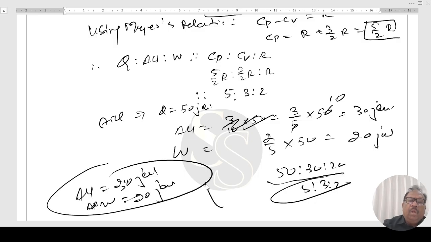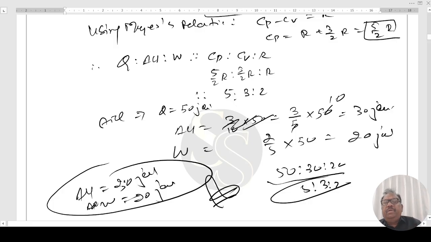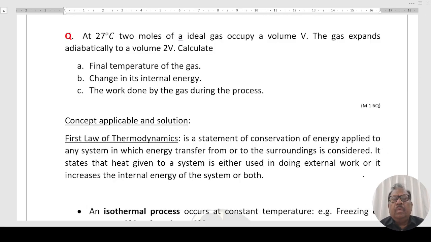This is the answer. Right? Next question. Question is, at 27 degrees centigrade, 2 moles of an ideal gas occupy volume V. The gas expands adiabatically to volume 2V. Calculate the final temperature of the gas, change in its internal energy, and work done by the gas during the process. You have to find 3 parts. Concept applicable and solution.